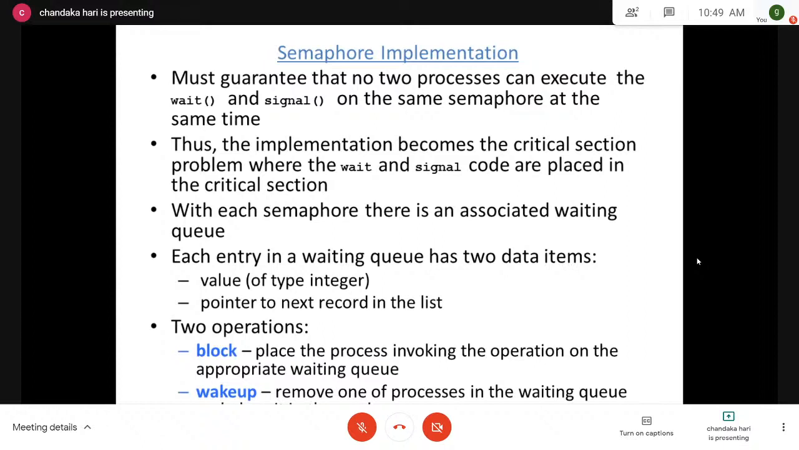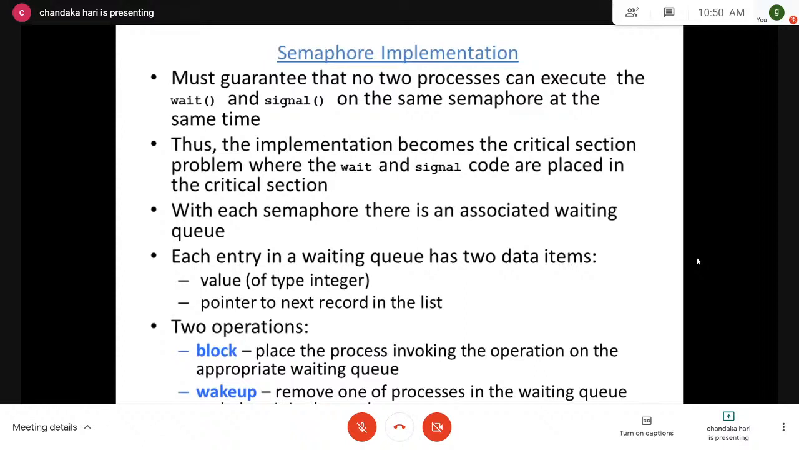The third very important point is that with each semaphore, there is an associated waiting queue. What is this waiting queue? The list of processes waiting for this particular semaphore value. Earlier we have been seeing a binary semaphore, binary in the sense of only two processes.